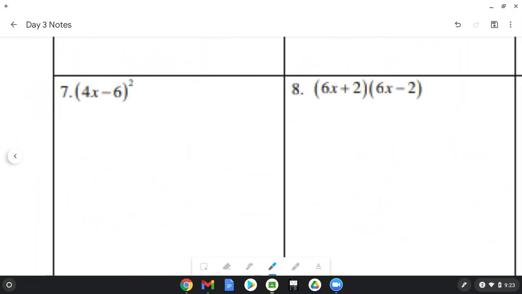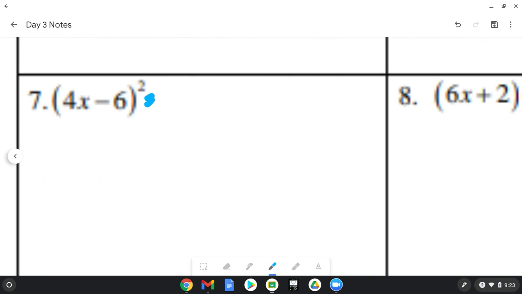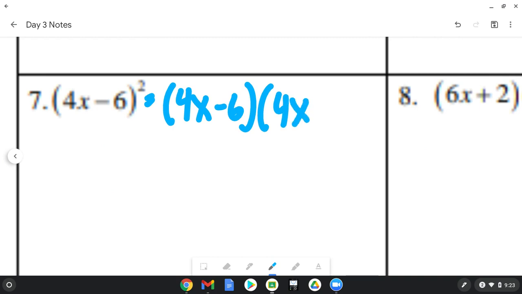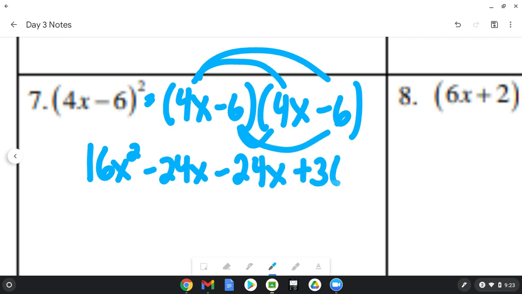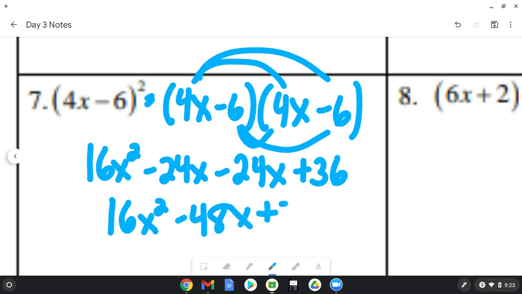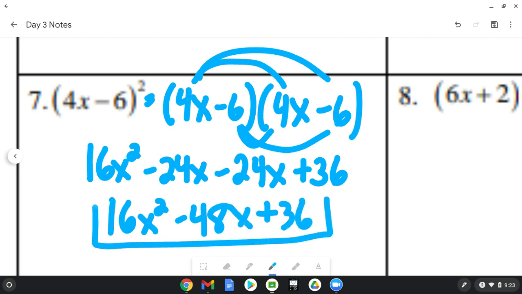Same thing with 7. We see something squared here, so we got to write it 2 times. So we're going to write 4x minus 6 and 4x minus 6. So if we multiply this out, 4x times 4x is 16x squared. 4x times negative 6 is negative 24x. Negative 6 times 4x is negative 24x. And then negative 6 times negative 6 is plus 36. If I combine like terms, we get 16x squared minus 48x plus 36. And that would be my answer if I added those together.